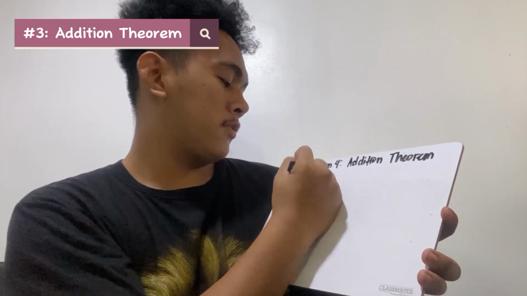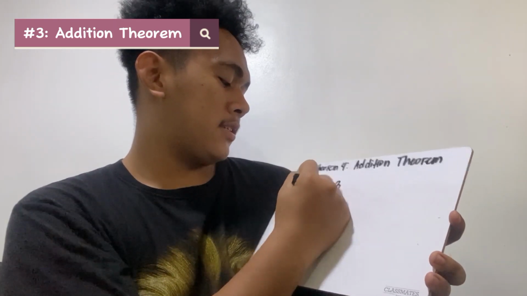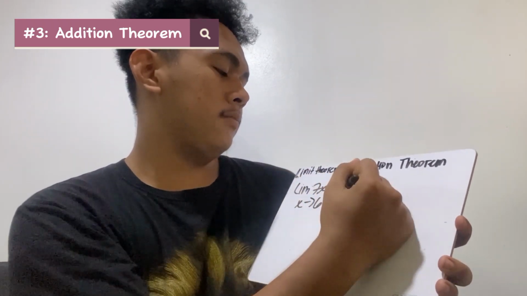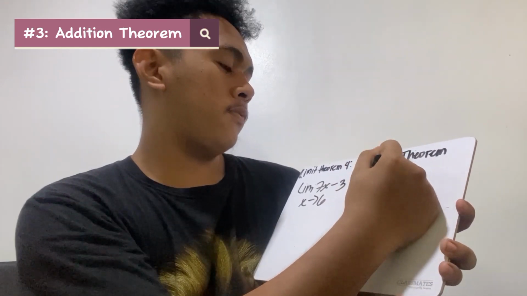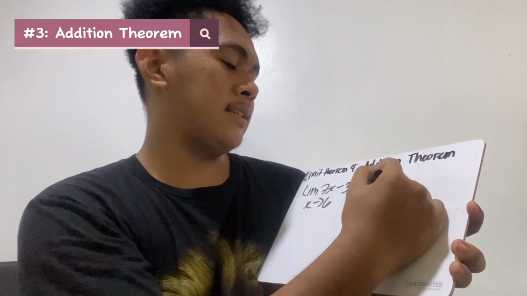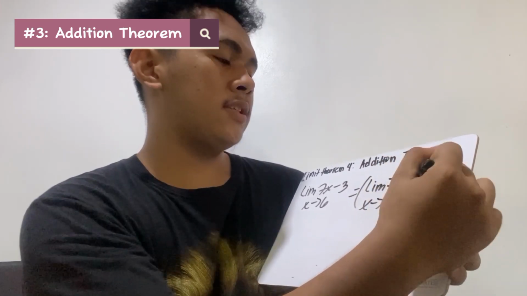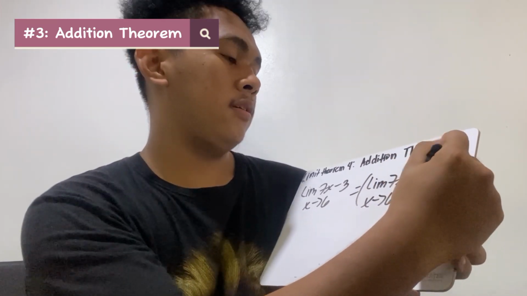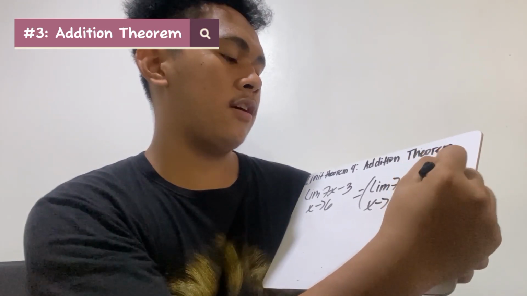Limit of 7x minus 3 as x is equal to 6. Limit of 7x as x approaches to 6 minus limit of 3 as x approaches to 6.